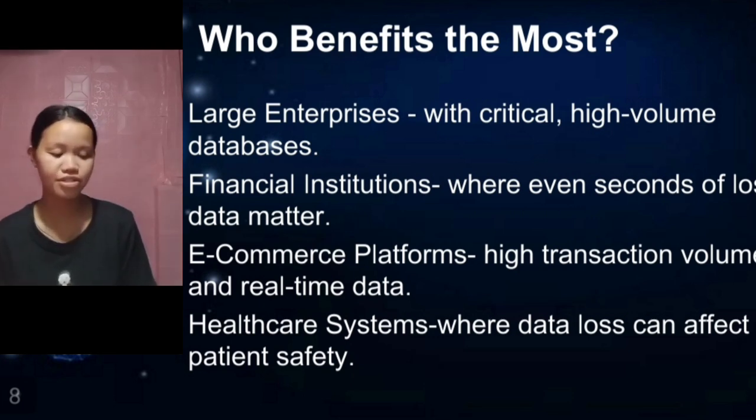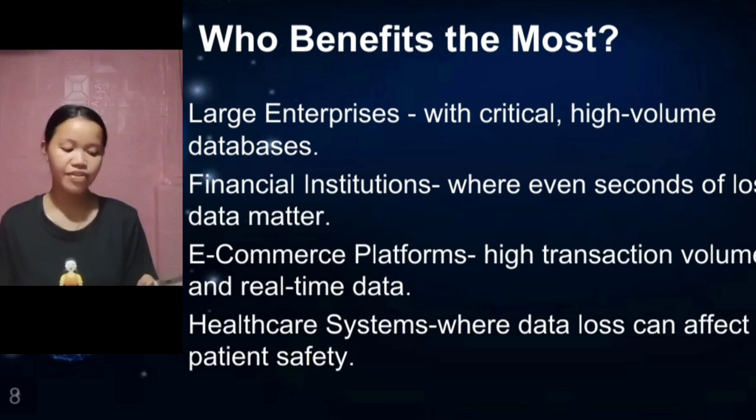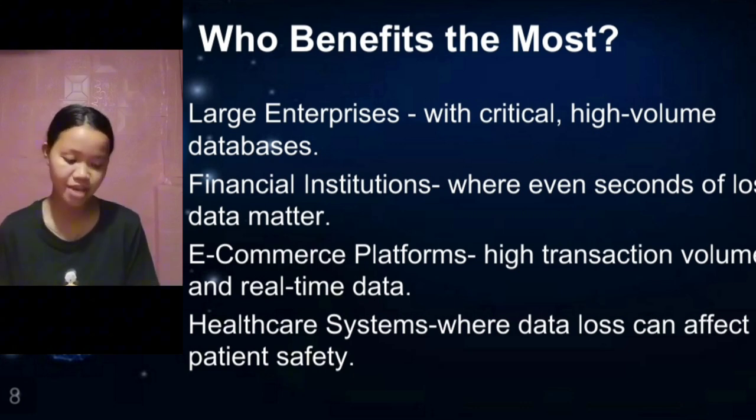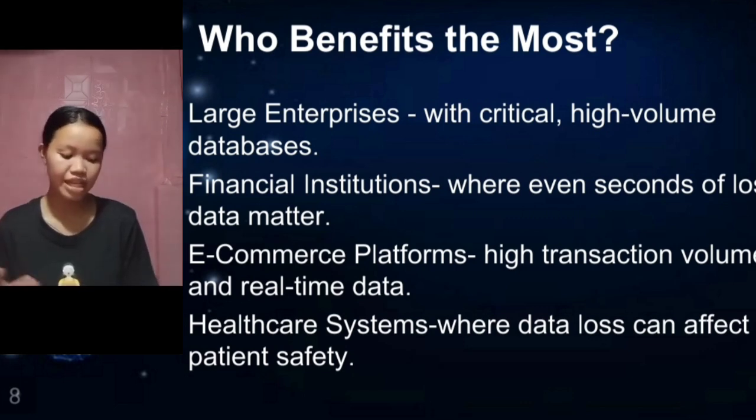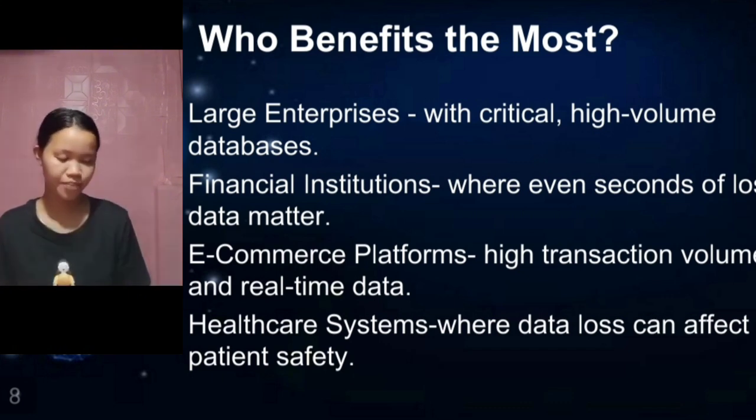For example, Shopee or Lazada during a big sale like 11/11. If their system can't handle real-time updates, customers may see the wrong price, stock level, or even lose their orders made at checkout.